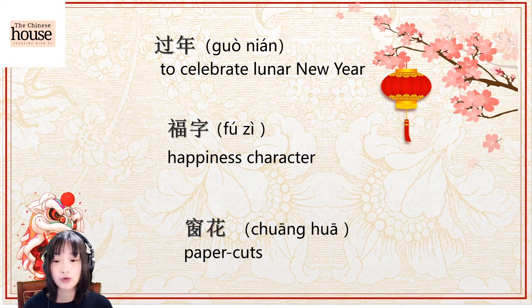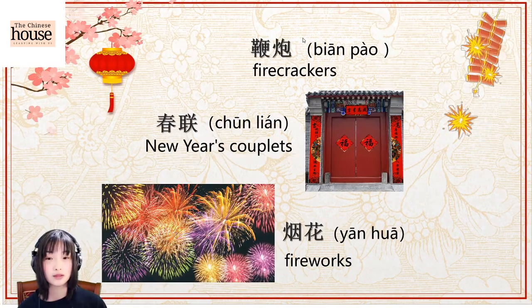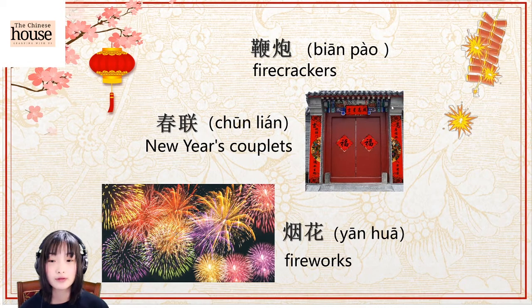And then we have paper cuts, we call it 窗花. 窗 means window, because most of the time we put the paper cut on your window, so it's 窗花. And 花 means flowers, because the paper cuts are mostly shaped like flowers. 窗花. And then we have firecrackers like this. 鞭炮. And then New Year couplet. And this is 福字, we just learned it. This one is not upside down, but it's okay. Anyway, 春联. Then firework, 烟花.